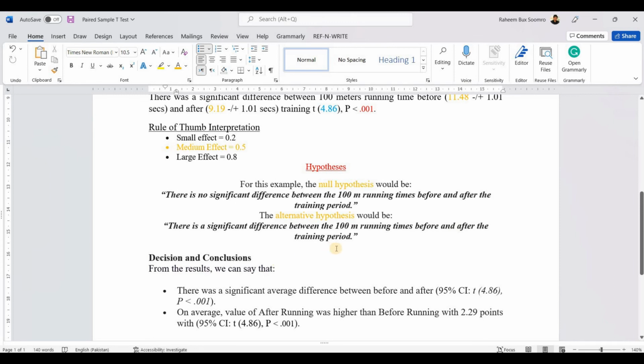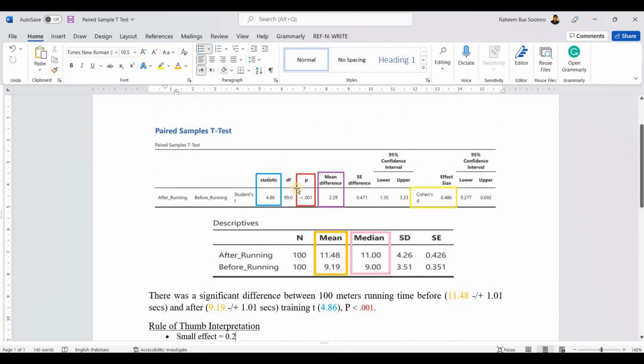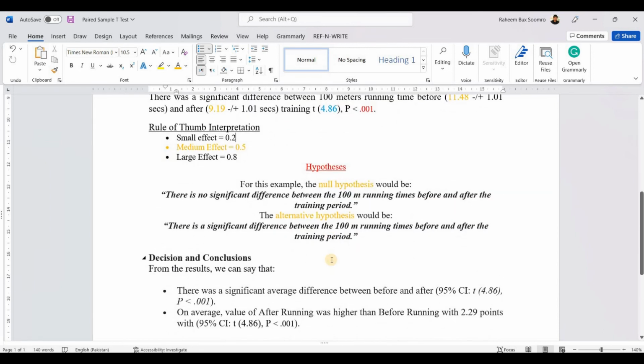Now, depending on our test, by going through our results in this table, we can say that we have to accept the alternative hypothesis. Why? Because the p value is significant and there is also a difference of 2.29 between the two means. So we have to accept the alternate hypothesis because of this proof, and we have to reject the null hypothesis. The null hypothesis says there is no difference, but actually there is a difference.